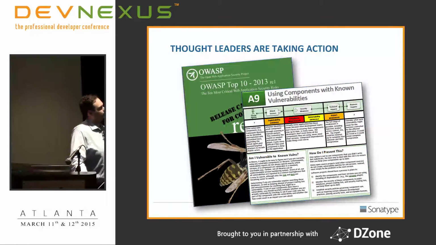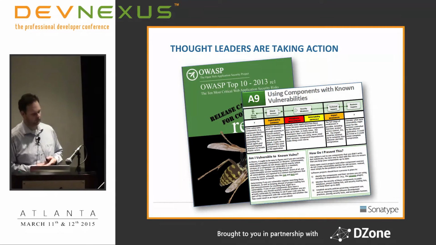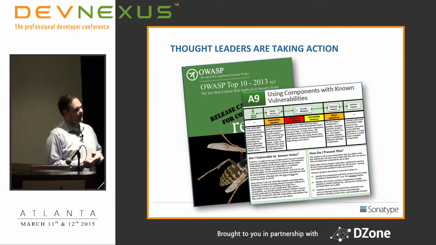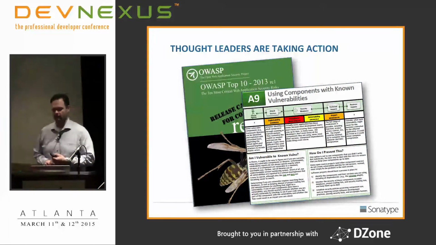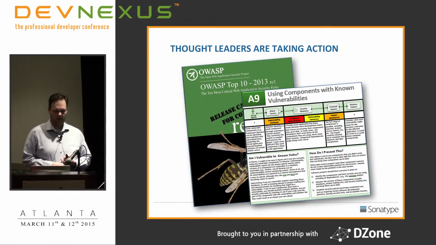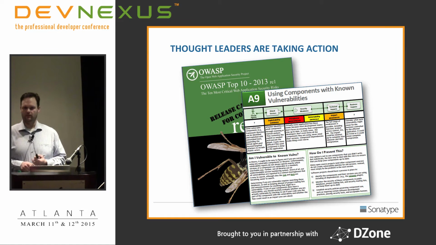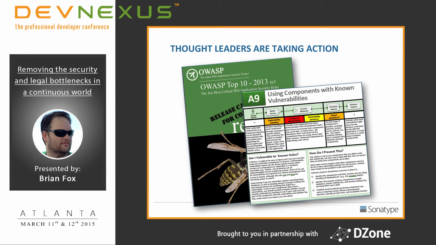Fortunately, organizations like OWASP are starting to take action. They're starting to pay attention to this problem. So in 2013, the OWASP Top 10, which is sort of the list of the best practices for web application development, added A9, which is focused on not using components with known vulnerabilities, right? Just like make sure you don't have SQL injection attacks and that stuff.